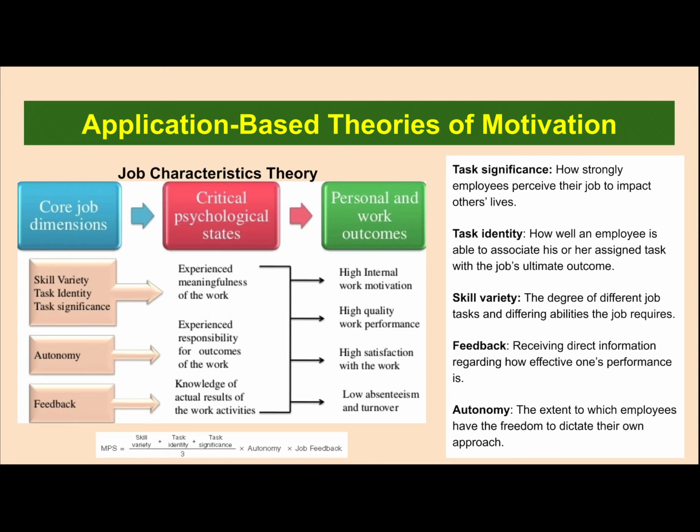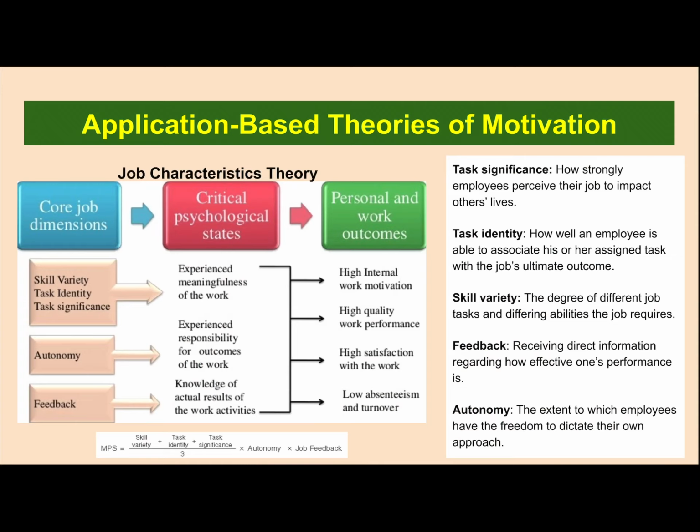Another application-based theory is called job characteristics theory. There's a lot of information on this slide, so I'm going to take it nice and slow on here, but we are almost done. Job characteristics theory tells us that the core job dimensions result in psychological states, which then result in personal and work outcomes. So first, let's look at the little flow chart.